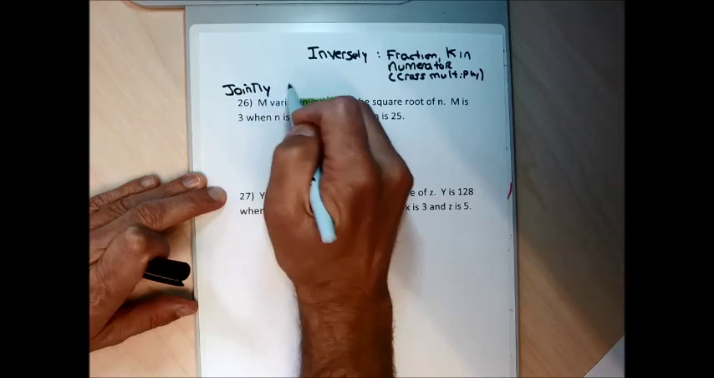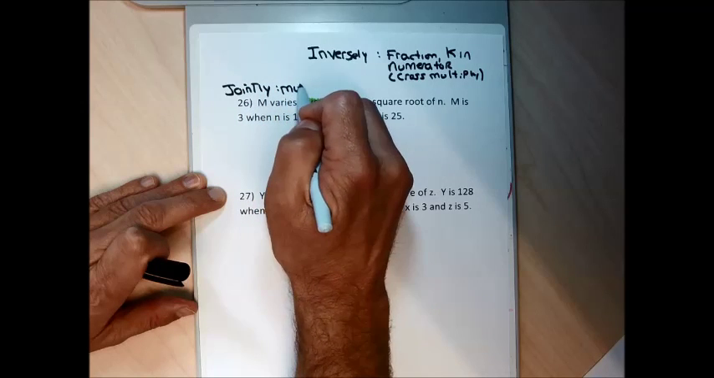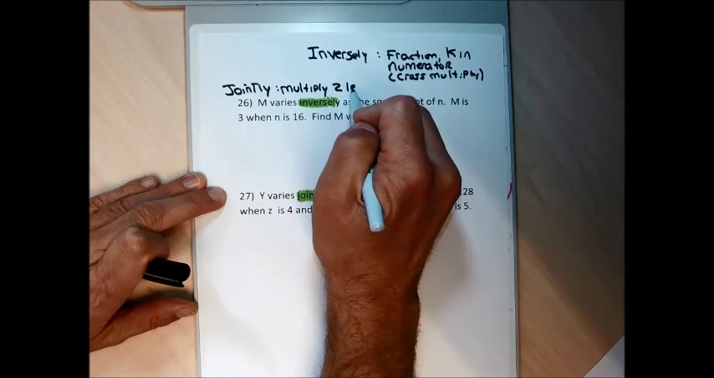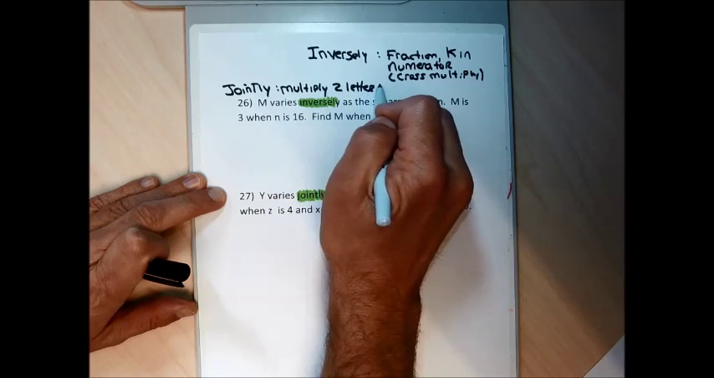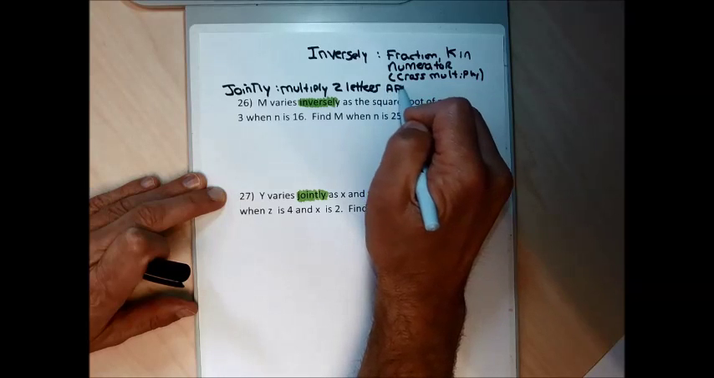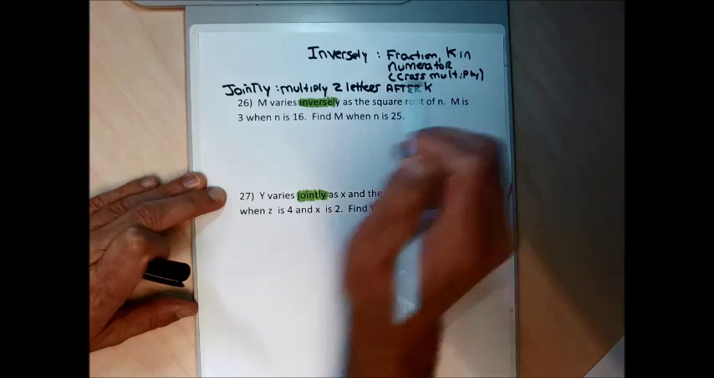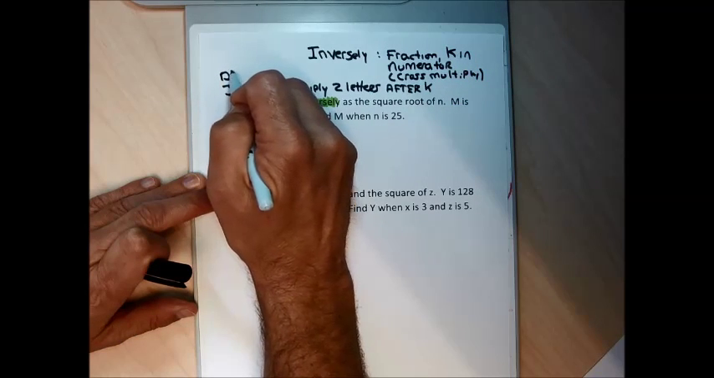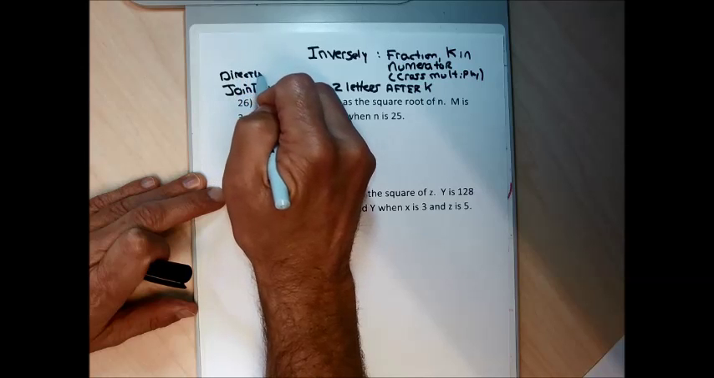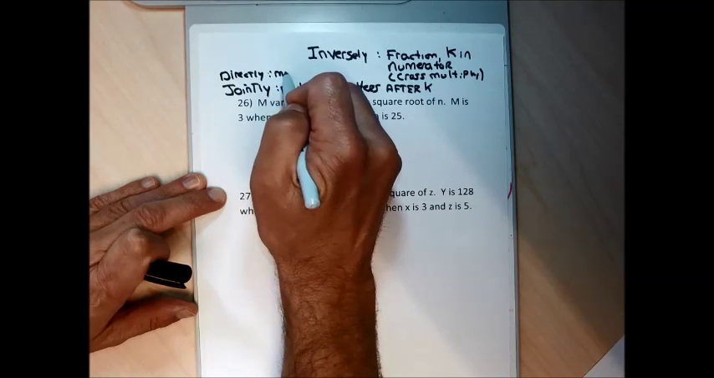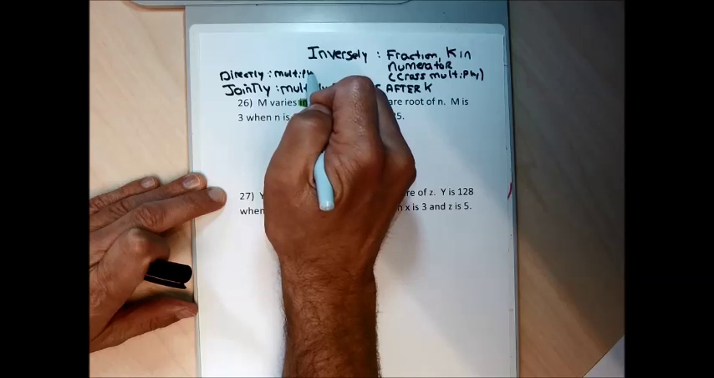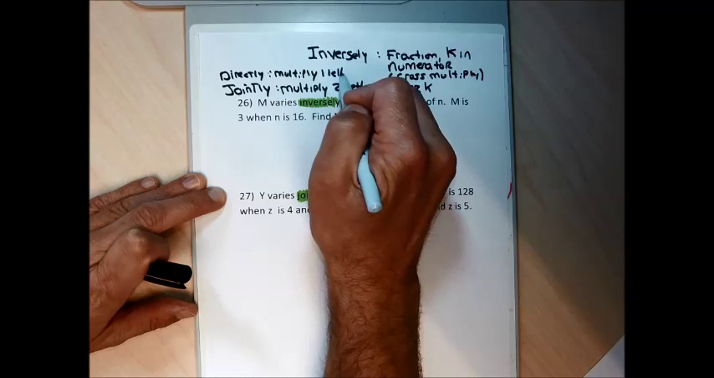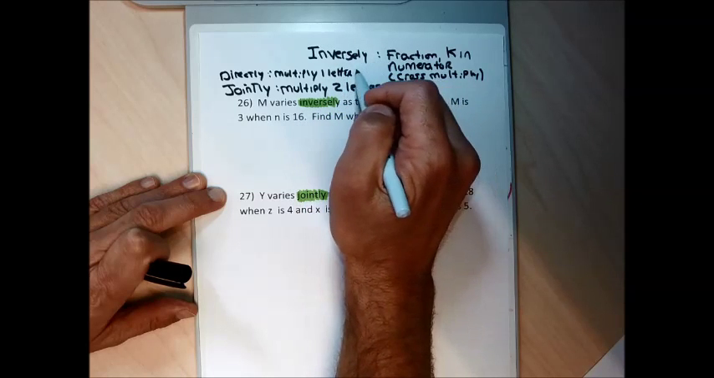Jointly, like I see in 27, I think multiply, and I say 2 letters after the k. And not on this page, but in a bit we'll see directly. When I see directly, I also think multiply. The difference is there's going to be one letter after the k.